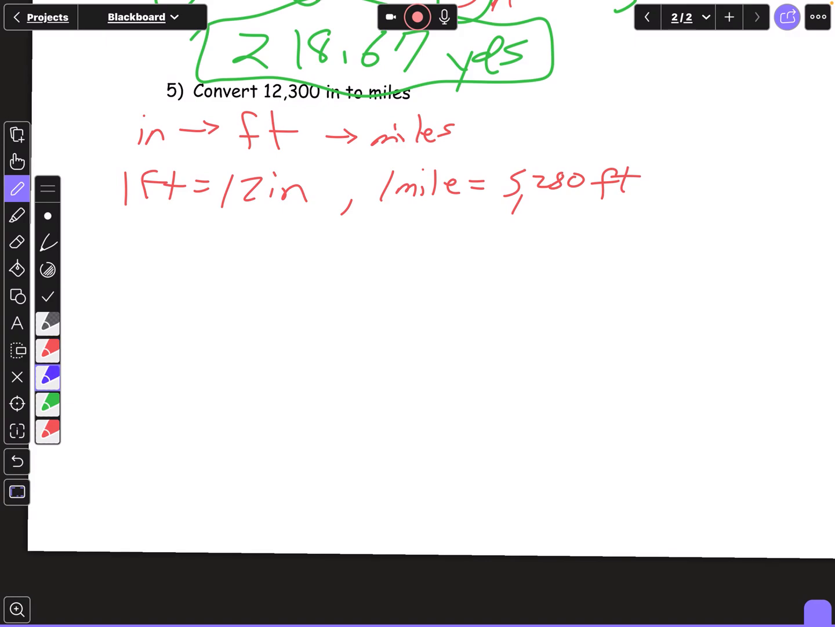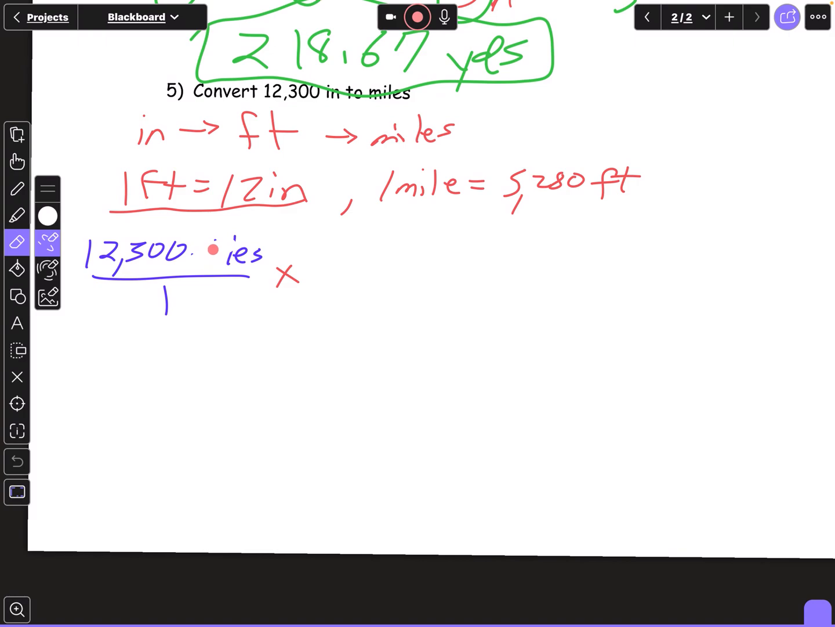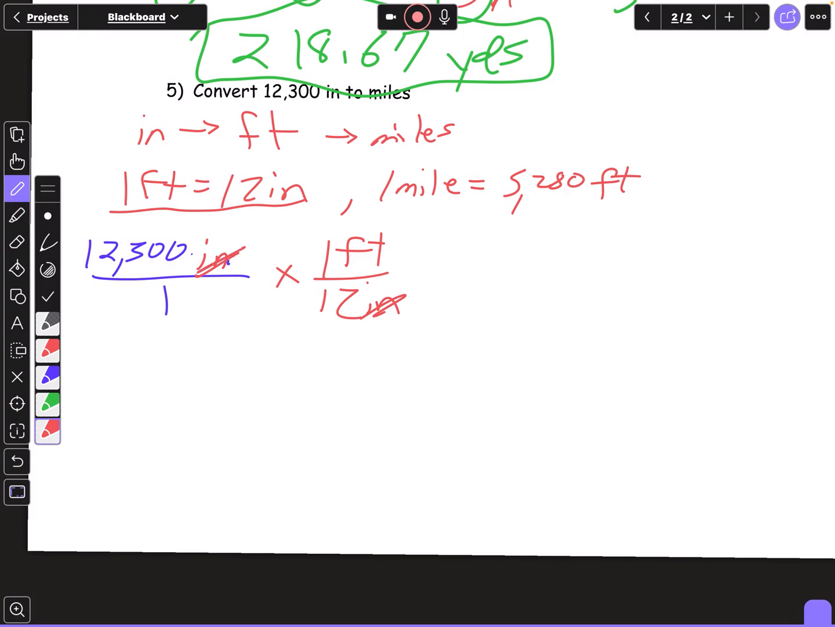So to start the problem, I have 12,300 inches. I'm going to put that over 1, and I'm going to multiply by my conversion factor. Well, I wrote that down wrong. I'm starting off in inches and going to miles. So first I'm going to go to feet. I need to put my 12 inches for my conversion factor on bottom, my 1 foot on top. That way my inches will cancel and my units will be in feet.